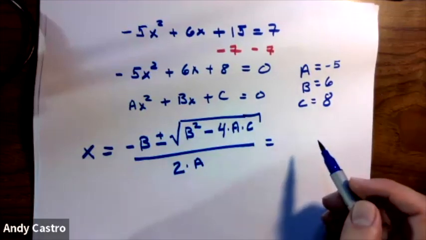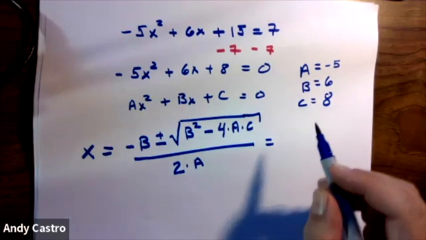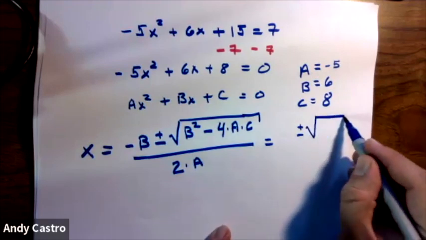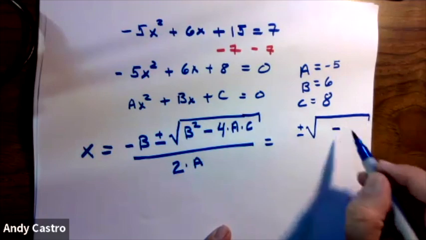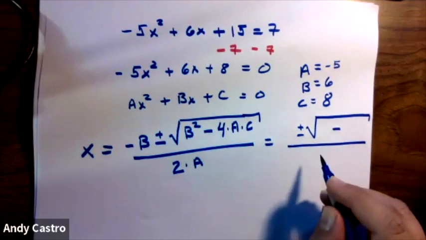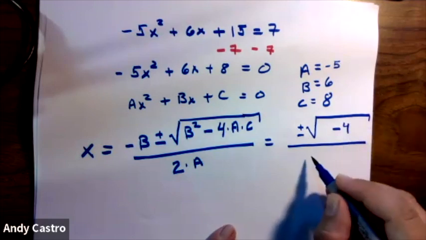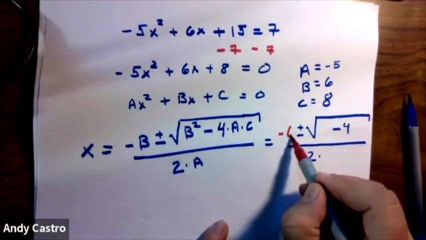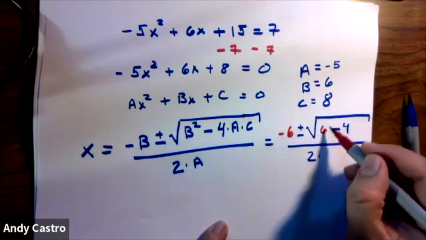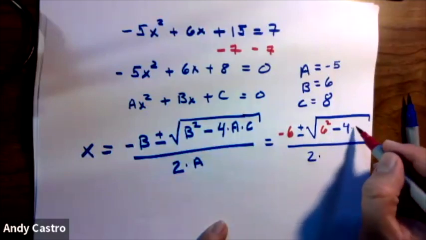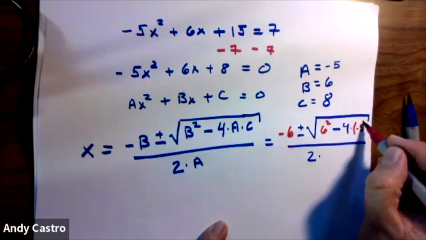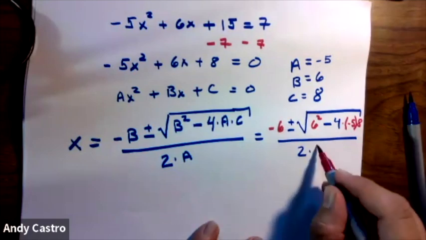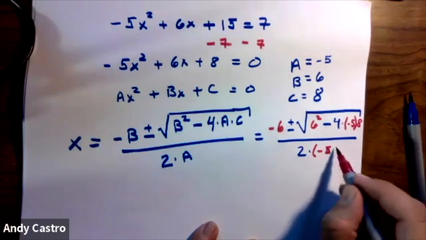All right, well, let's go ahead and plug everything in. So what I'm going to do is put the skeleton up here, and then everything else is being substituted. So the opposite of b is -6. B squared would be 6 squared. 4 times a, -5, times c, which is 8. Kind of scrunched together there at the end, but you understand what that is. And 2 times -5.